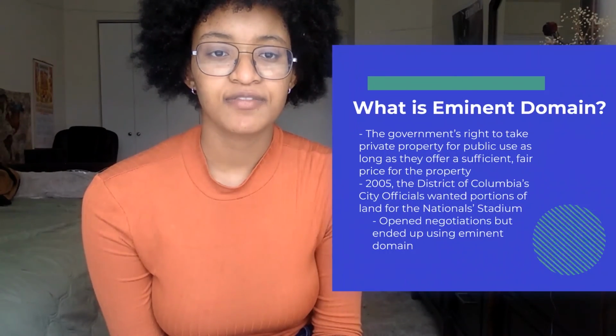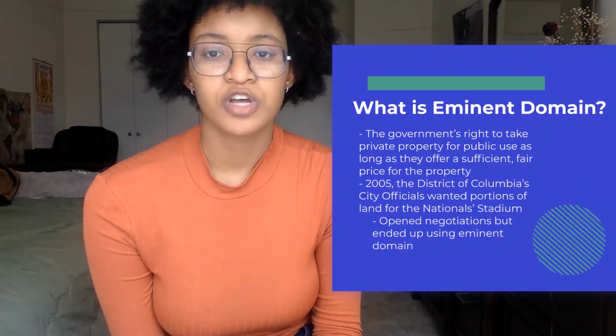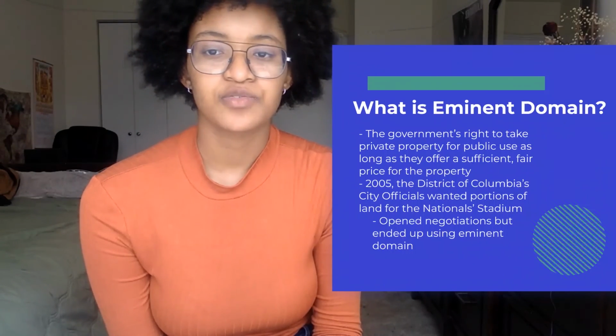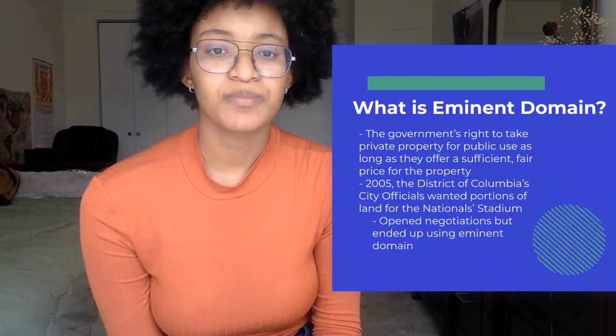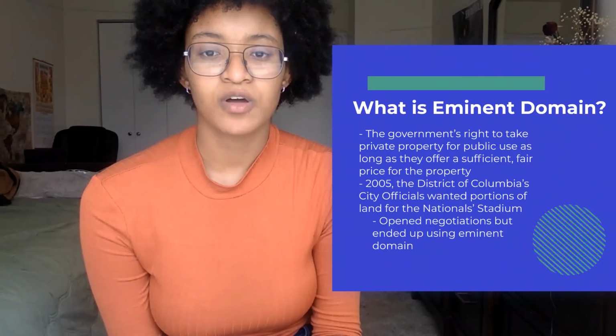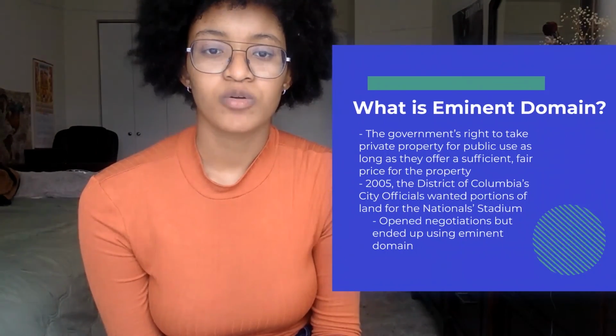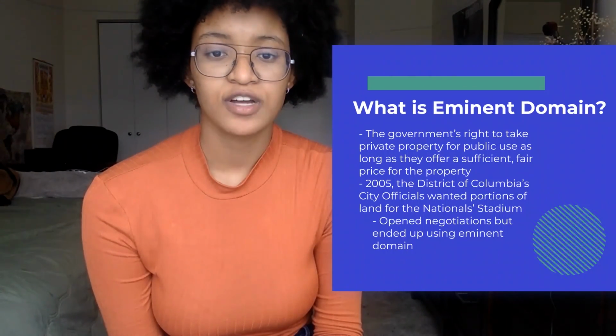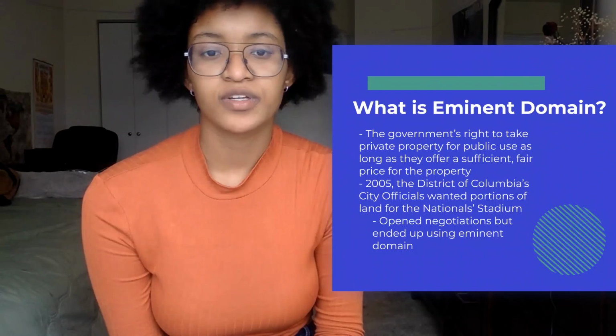In 2005, the District of Columbia city officials wanted portions of land for the National Stadium. They had opened negotiations with 23 of the landowners, but used eminent domain after the negotiations failed, and 10 owners didn't respond at all. Many of the landowners were opposed and felt that the offers weren't adequate, but the city's claim to the land for public use is legal according to Supreme Court ruling.